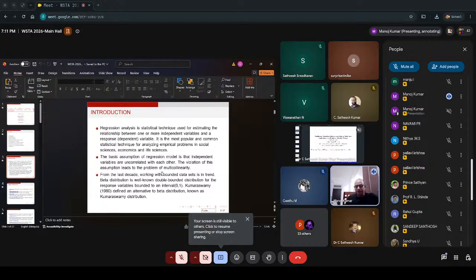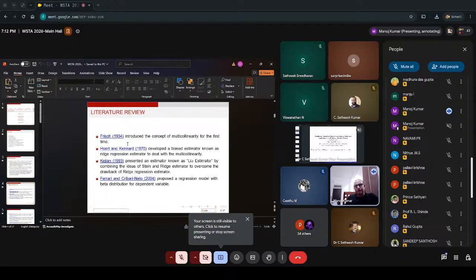And Kumaraswamy in 1980 defined an alternative to the beta distribution, which came in the form of the Kumaraswamy distribution. Further, some work was done by Frisch in 1934 to study the property of multicollinearity under such situations. Then later, a classical paper came from Hoerl and Kennard in 1970 to deal with the problem of multicollinearity. And later in 1993, Kaciranlar also produced a result in the form of a Liu estimator.